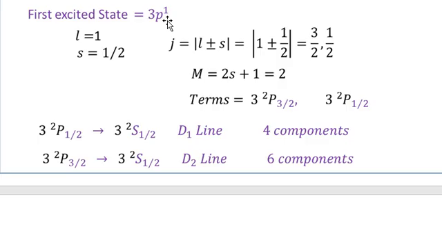And these 10 components are possible only when we have applied the external magnetic field to the atom. So when there is no magnetic field, we shall observe only one component for the D1 line and one component for the D2 line. But in the presence of the magnetic field, 4 components for the D1 line and 6 components for the D2 line are observed.